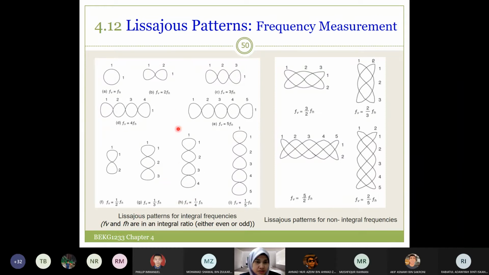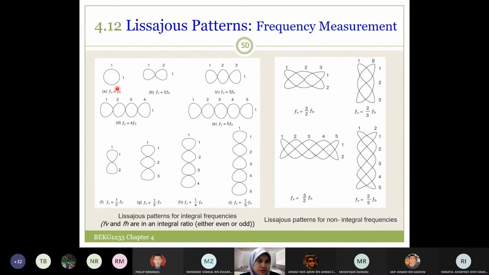These are Lissajous patterns for integral frequency. Integral meaning that Fv and Fh are in an integral ratio, whether even or odd. Non-integral frequencies mean that, okay, this is a non-integral pattern, and this is an integral pattern. So how do we determine the equation for the pattern?